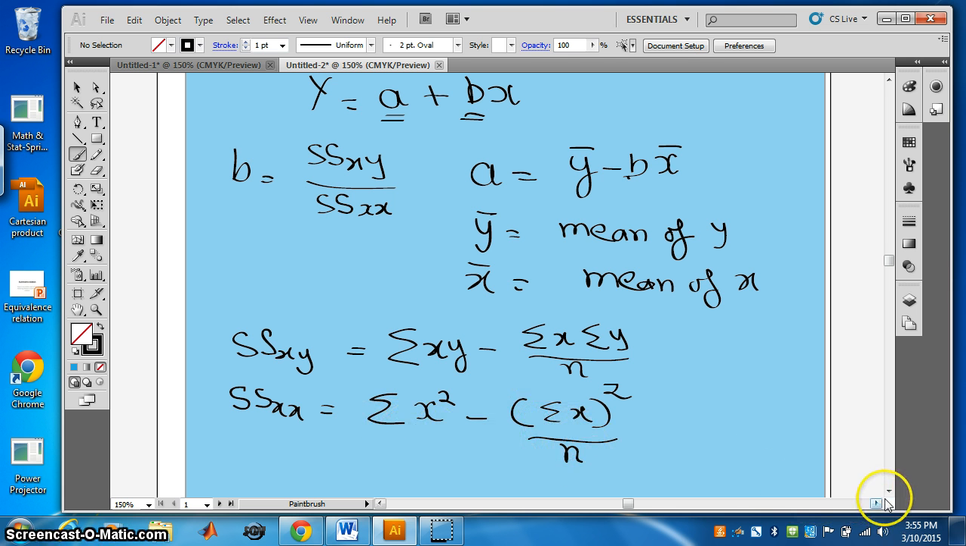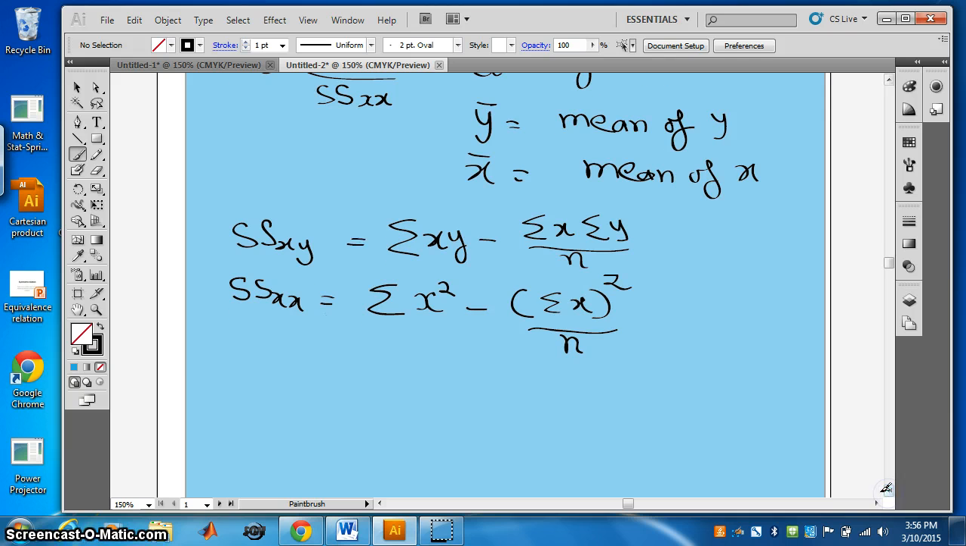Please note down that if slope b is positive, then the relationship between x and y is positive. That means if x increases, y also increases. When b is negative, the relationship between x and y is also negative. It implies if one increases, the other decreases. Suppose x increases and y decreases, or y increases and x decreases.